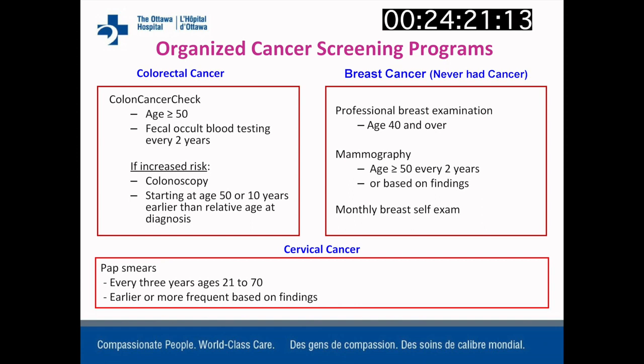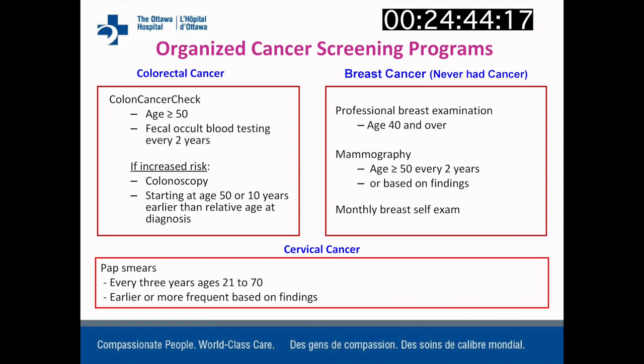The colon cancer check, like the breast cancer screening, starts at the age of 50. If you're in that age group, most of you may have received a letter to start your screening. If you've had no family history of colorectal cancer, then you do the colon cancer check, which looks for blood in the stool, or fecal occult blood. You can obtain your kit from your primary care provider or even from the pharmacy.